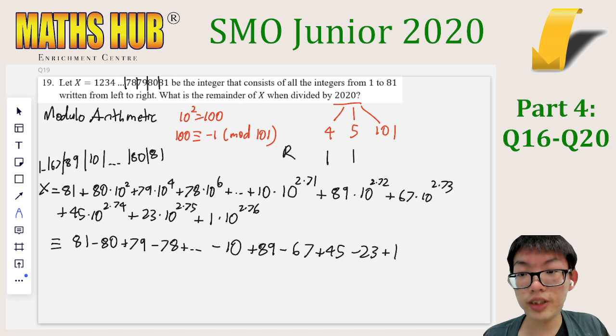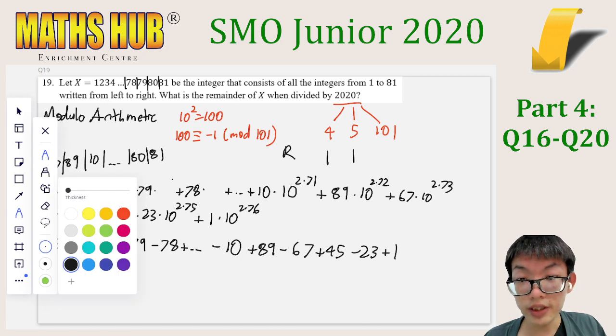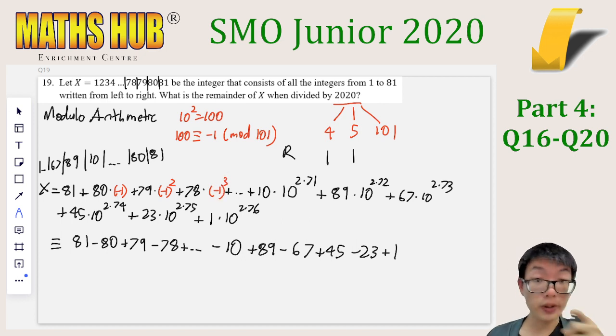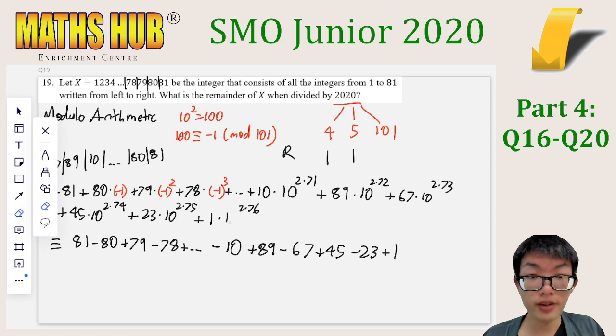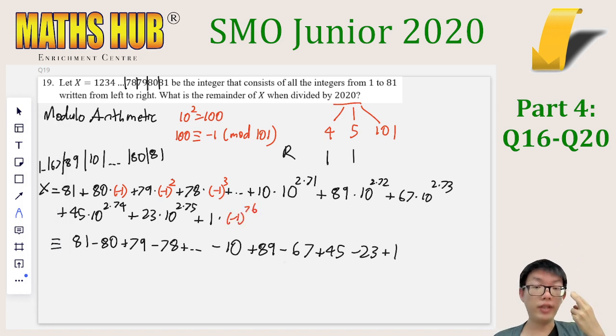Now if I were to just be a little bit messy in how I wrote it, what it means really is that you erase all of these and just replace them. And let me just replace the first few. 100 has become -1. 100 squared has become -1 squared. 100 cubed has become -1 cubed, and so on, until the last one has become -1 to the 76. This is really what has happened.